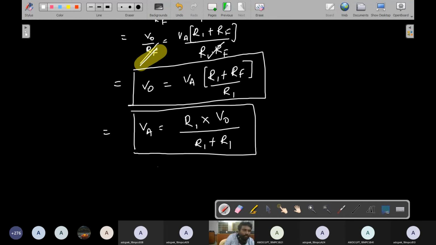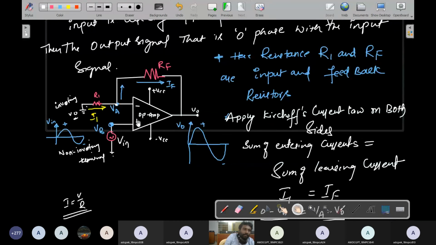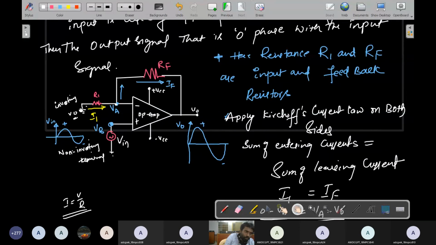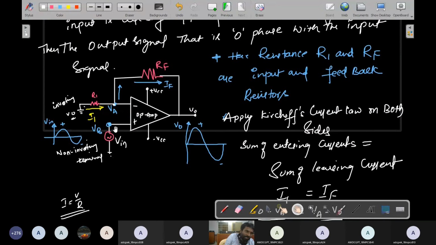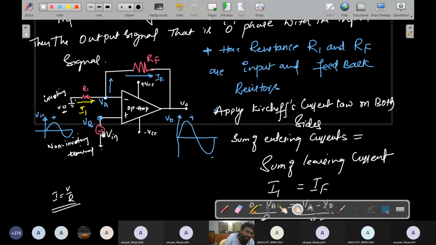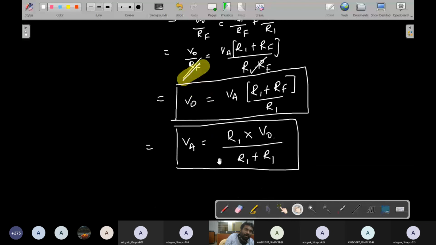Understand, everybody? Once again, I'll go back to the front page. Here I want to derive first the voltage at VA, because I'm not giving the signal to the inverting terminal. I'm giving the input voltage to the non-inverting terminal, so that is the reason I find the VA value. So this is our VA value.